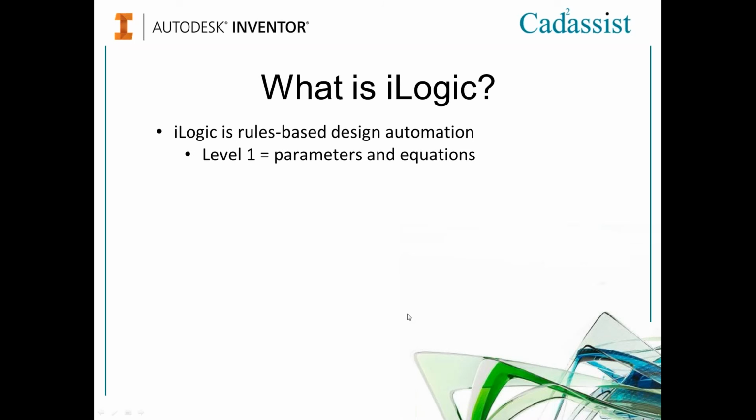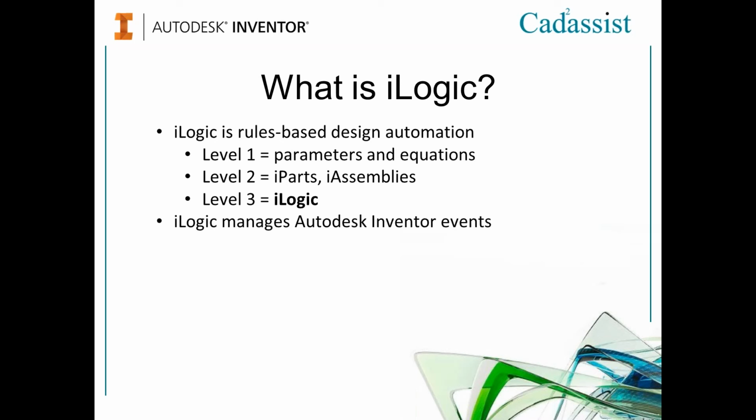So if you can imagine the first level of design automation that you've already begun, hopefully everyone on today's session knows about parameters and equations in Inventor. That's really the first level of design automation with Inventor. The second level is iParts and iAssemblies. And iLogic really sits on top of that. It's an additional layer of design automation that allows you to define the behavior of attributes and components in a model. So you use iLogic to control those values and incorporate your design intent into your Inventor model.